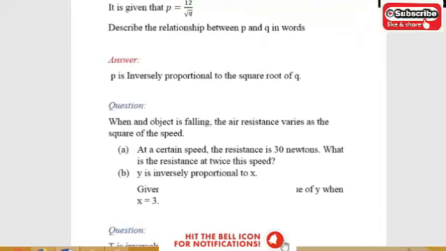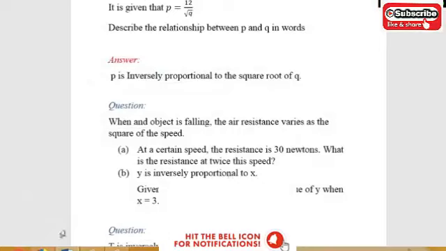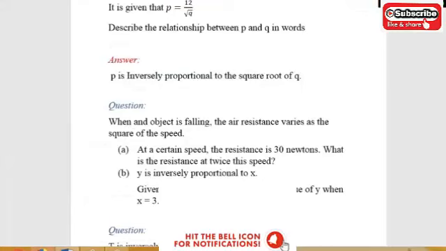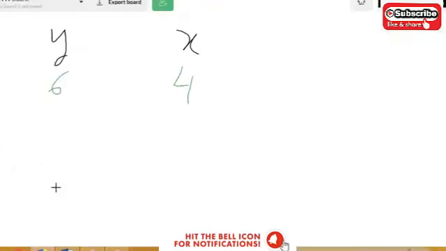We can also use the second method on this B part. Look here, there are two variables, y and x. Let me write y and x here. Let me change the color. y is 6 and x is 4. And then the second situation, we have to find what is y when x is 3. When x is 3, what is y? Let me call this y.